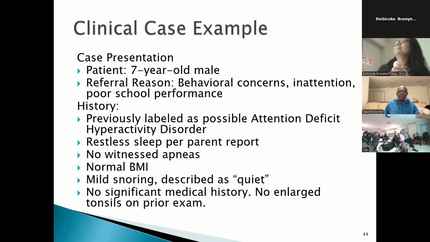This is one of the clinical case examples. Patient: 7-year-old male. Referral reason: behavioral concern, inattention, poor school performance. History shows previously labeled as possible attention deficit hyperactivity disorder, restless sleep reported by parents, no witnessed apneas, normal BMI, mild snoring described as quiet, no significant medical history, no enlarged tonsils on exam.